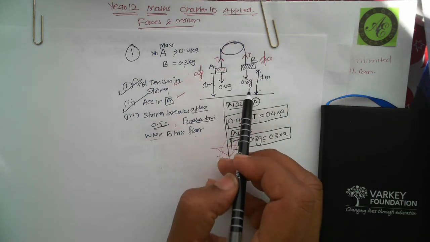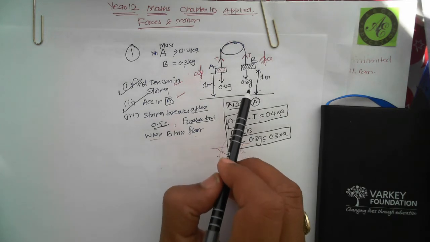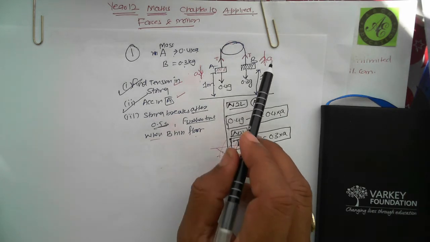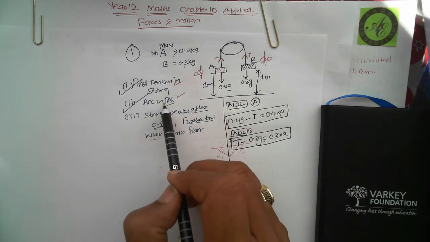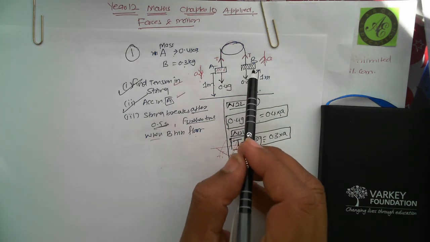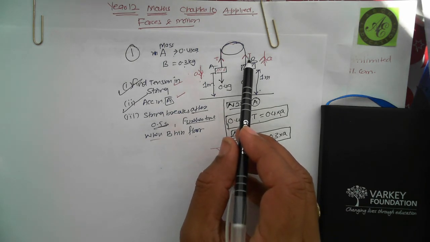So you're going to find the time. We use UVAT for that. It will be a freely falling body. The acceleration will not be the acceleration which we found in the first two parts, because tension is gone. So we need to work out how much time it takes as a freely falling body coming downwards.